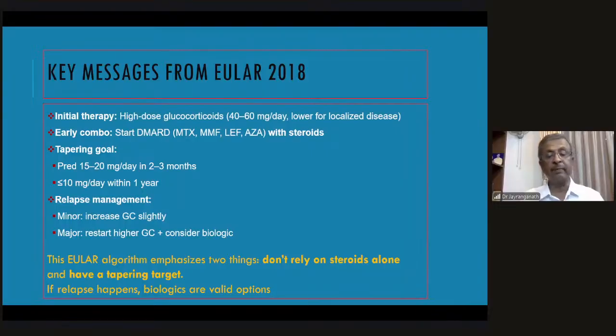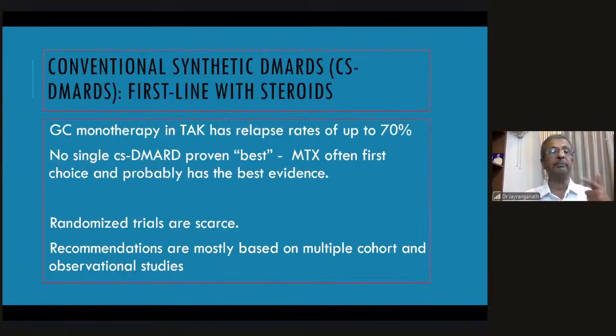This EULAR algorithm emphasizes two things: do not rely on steroids alone, and have a tapering target. If relapse happens, biologics are a valid option. Conventional synthetic DMARDs: first line is steroids. GC monotherapy in Takayasu has a relapse rate of 70%. No single DMARD is proven best.